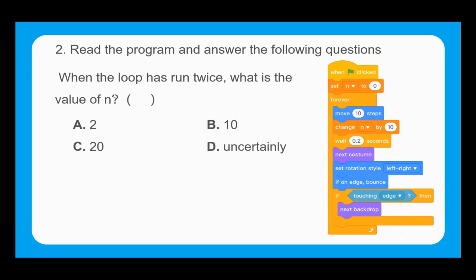Number 2, again with the same program, when the loop has run twice, what is the value of n? So I hope this is fairly straightforward, but once this is repeated twice, what will then be the value of n? So you've got the 4 options here. What one of these do we think it's going to be? It is, of course, C. Okay, so it runs twice, which means it is changing the value of n by 10 twice, which, of course, equals 20. So again, hopefully everyone got that one correct.